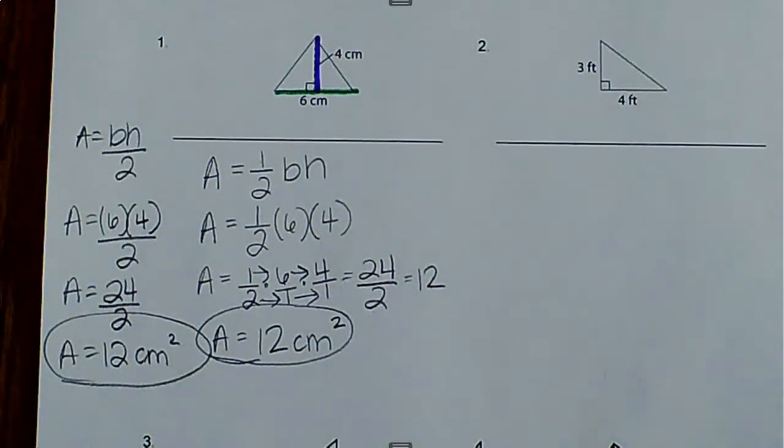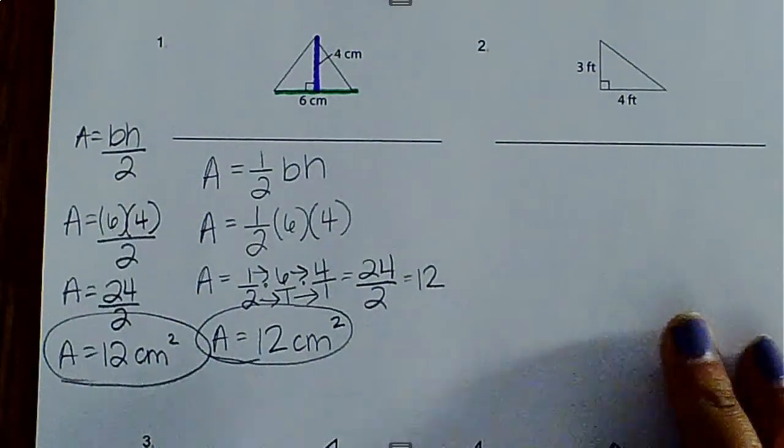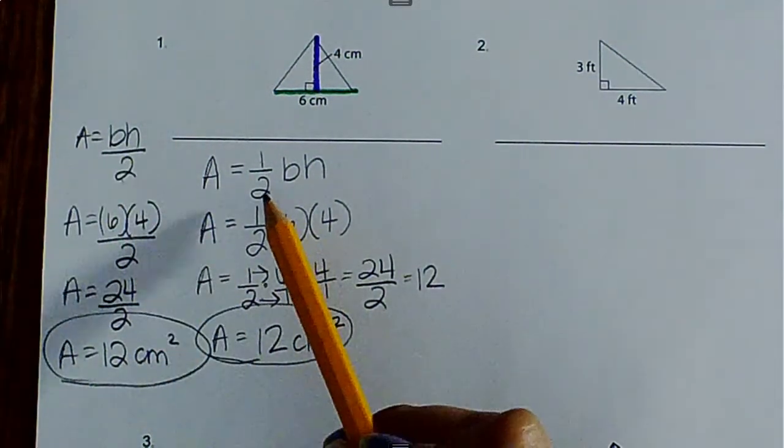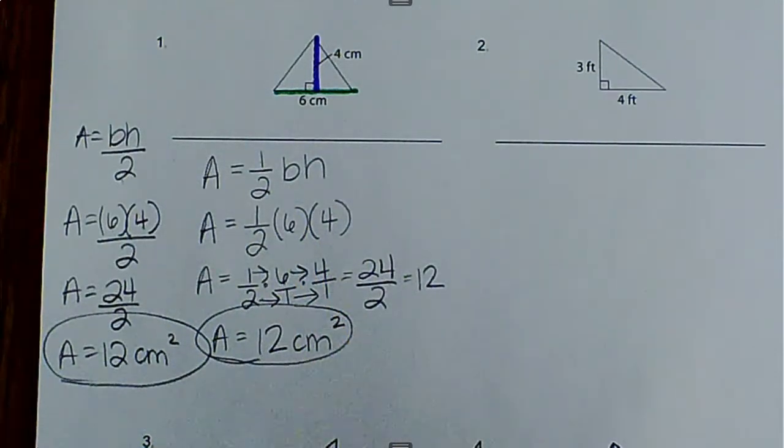So whichever formula you feel comfortable with, I suggest you use that one. Most people feel comfortable with this formula here, where it's just a simple dividing by 2, and then others feel okay with just multiplying by this 1/2. So I'm going to use both for the examples, and you just determine which one you feel more comfortable with.